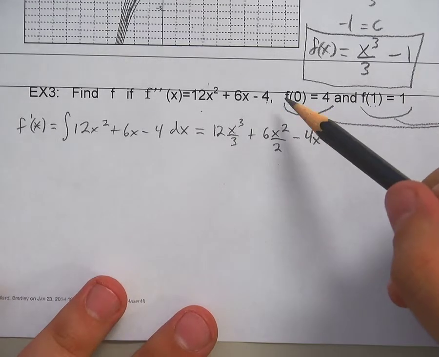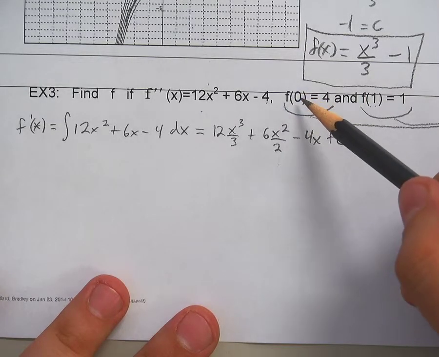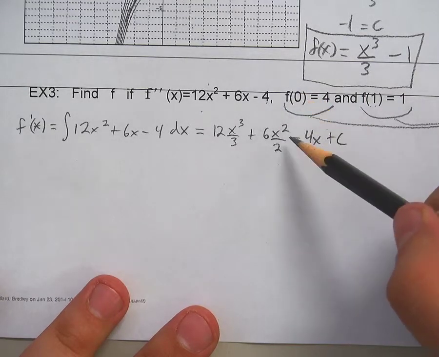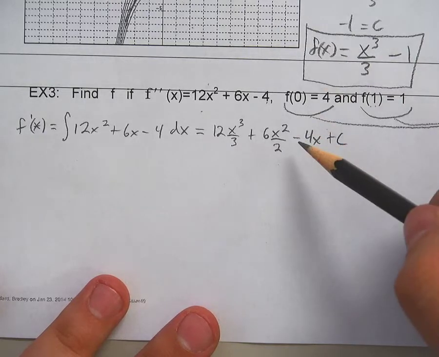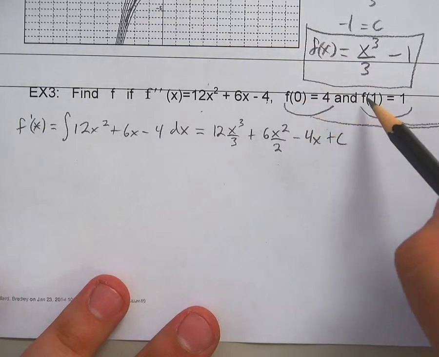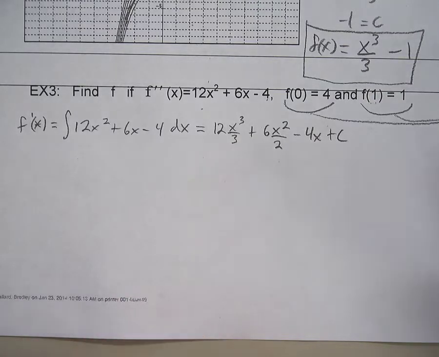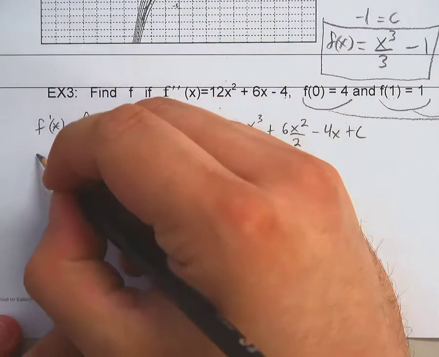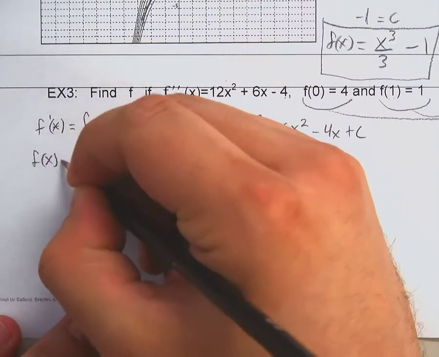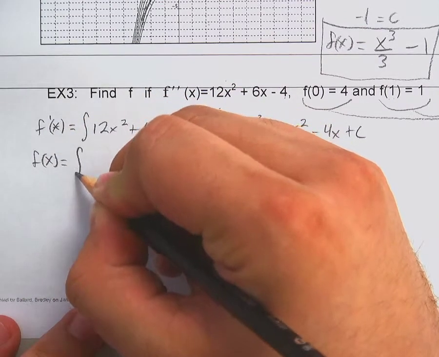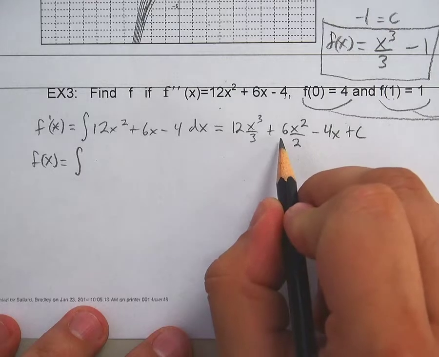Now, if they had given me f prime of 0, then at this point I'd plug this in just like I did in the problem right before it. But these are both dealing with f, so I can't do anything right now. So what I'm going to do is figure out what f is. It's the integral of this guy.